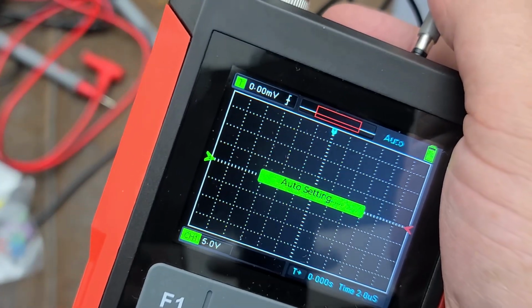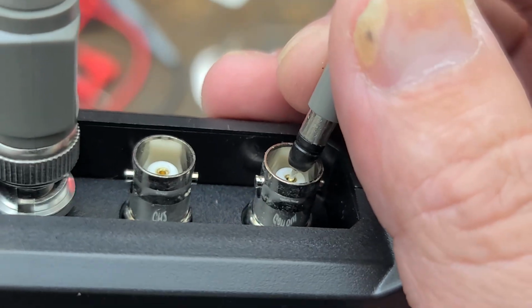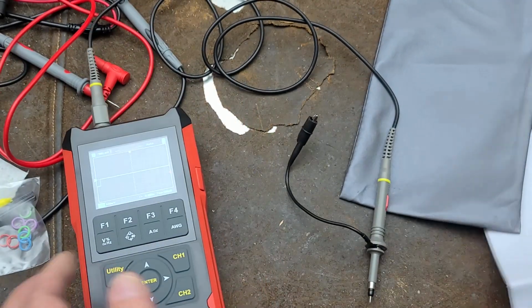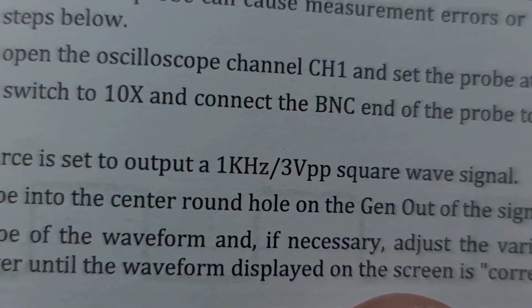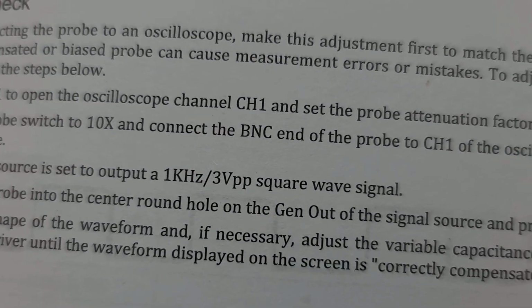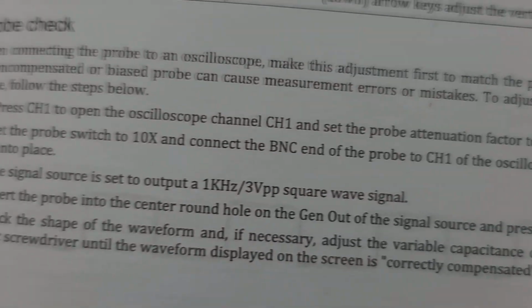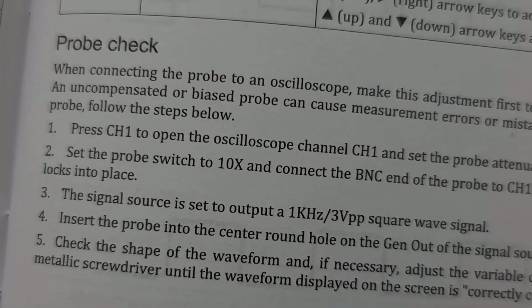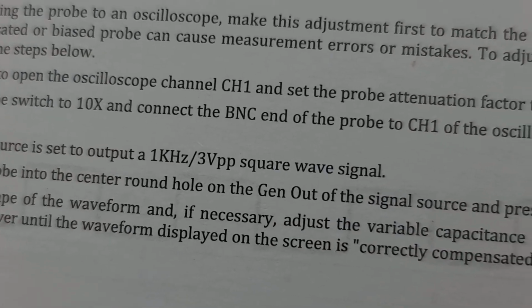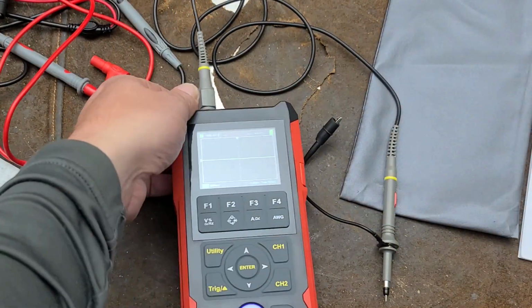It has this weird defect where when you hit the auto setting, so anyway, this is the procedure. I've got my little tip there, and I have no signal whatsoever, even though it clearly states right here in the book, it's supposed to put out a 1 kilohertz, 3 volt square wave signal. And I just followed this exact procedure that they had. Set the probe 10 to 1, set the channel 10 to 1, plug in the probe, and then insert the probe into the center round hole on the gen out. So that functionality just simply does not work at all.